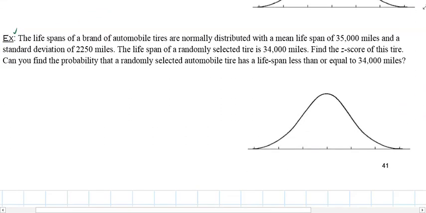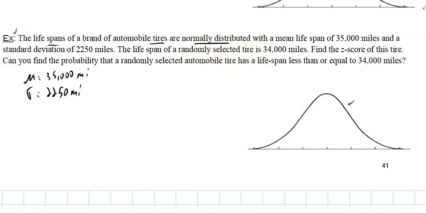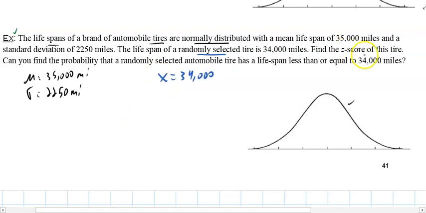It says in the third example, the lifespan of a brand of automobile tires are normally distributed. That means it fits under the normal distribution or the z distribution, with a mean of 35,000 miles and a standard deviation of 2,250 miles. The lifespan of a randomly selected tire is 34,000. Find the z-score for this tire.